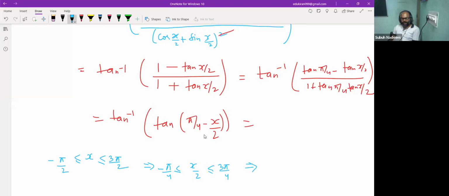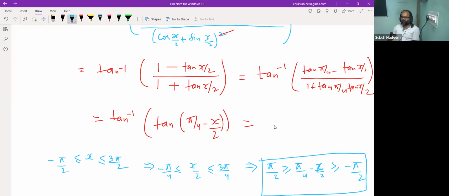And when we subtract it from pi by 4, so it will become pi by 2, and it will become greater than or equal to pi by 4 minus x by 2, and we will subtract pi by 4 by 3 pi by 4. So when we subtract 3 pi by 4 from pi by 4, we will get minus 2 pi by 4, which is minus pi by 2. So yes, this pi by 4 minus x by 2 is in the principal value range of tan.